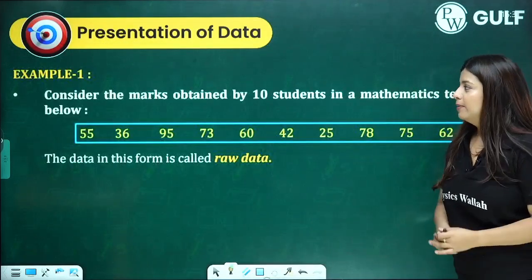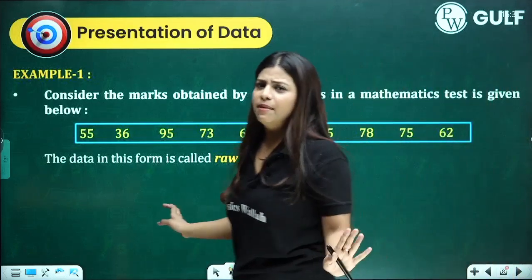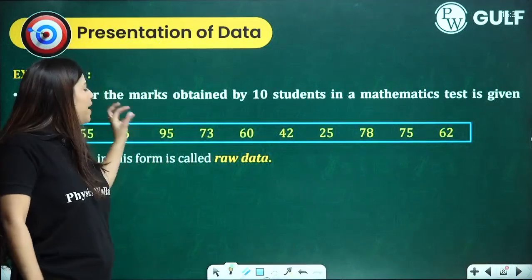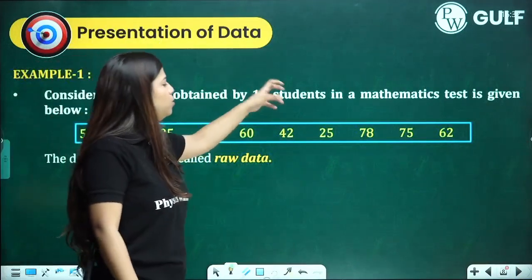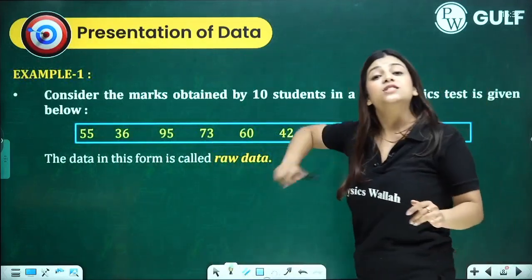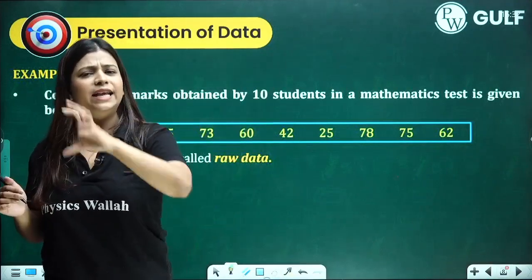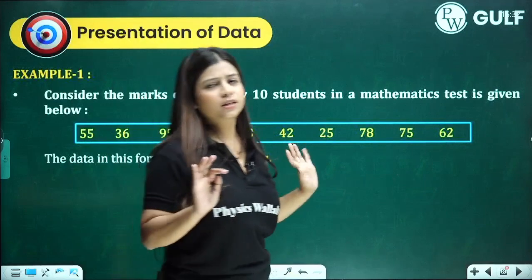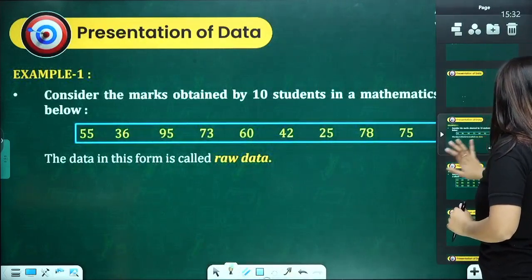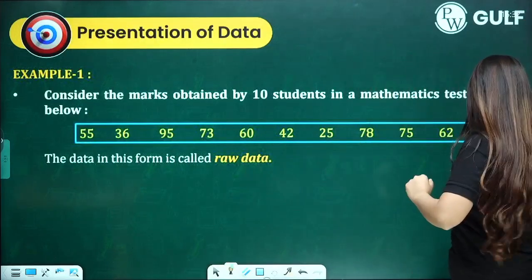So for example, consider the marks obtained by 10 students. These are just the marks obtained by 10 students and they are written randomly, like 55, 36, 95, 73, 60, 42, 25, 78, 75, 62 and so on. Now this type of data is what is known as your raw data, because this is just arranged. The numbers are taken and just written in a horizontal bar. But what if I make a table out of it? This is raw data.